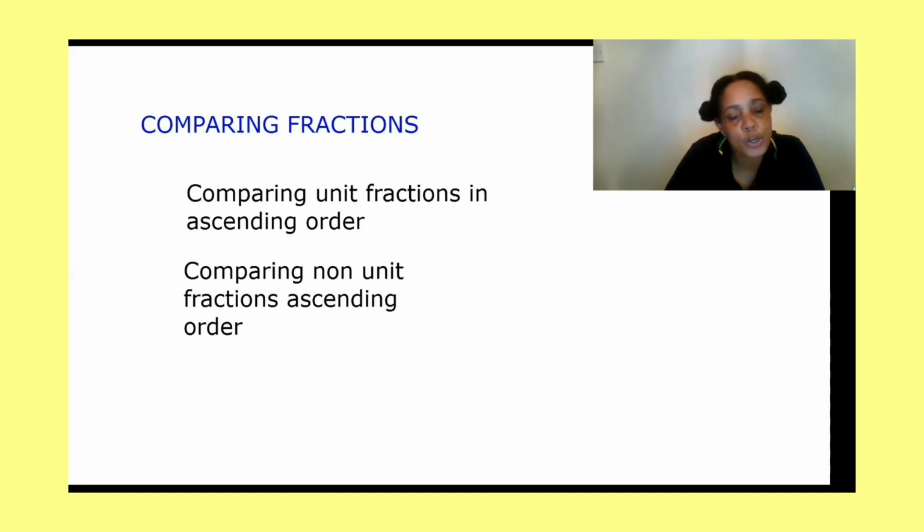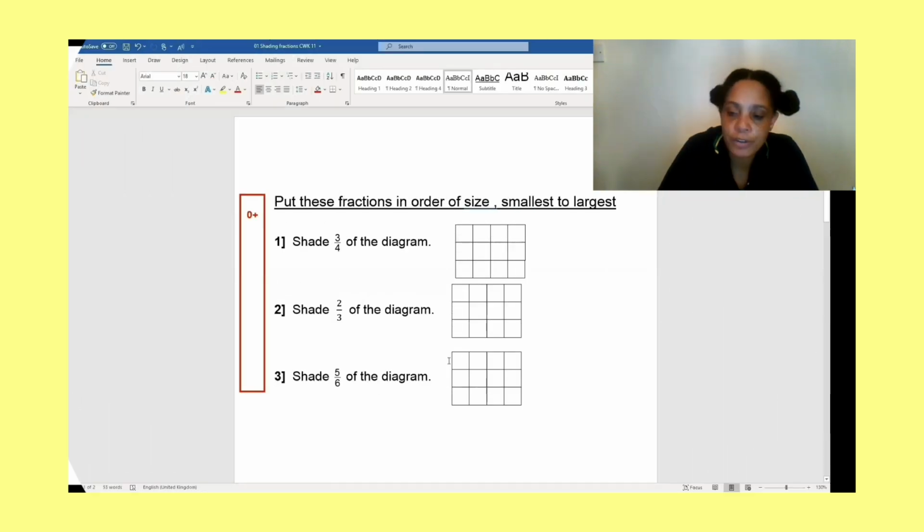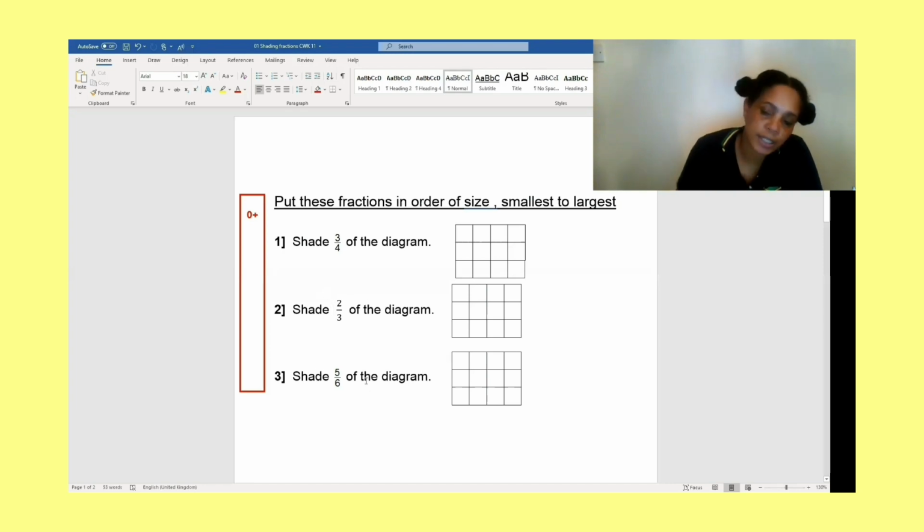So the next thing we're going to be looking at is comparing fractions when they are not unit fractions. Here we're given 3 fractions which are not unit fractions, and we're told to put these in order, smallest to largest: 3/4, 2/3, and 5/6. Here we're posed with a problem.